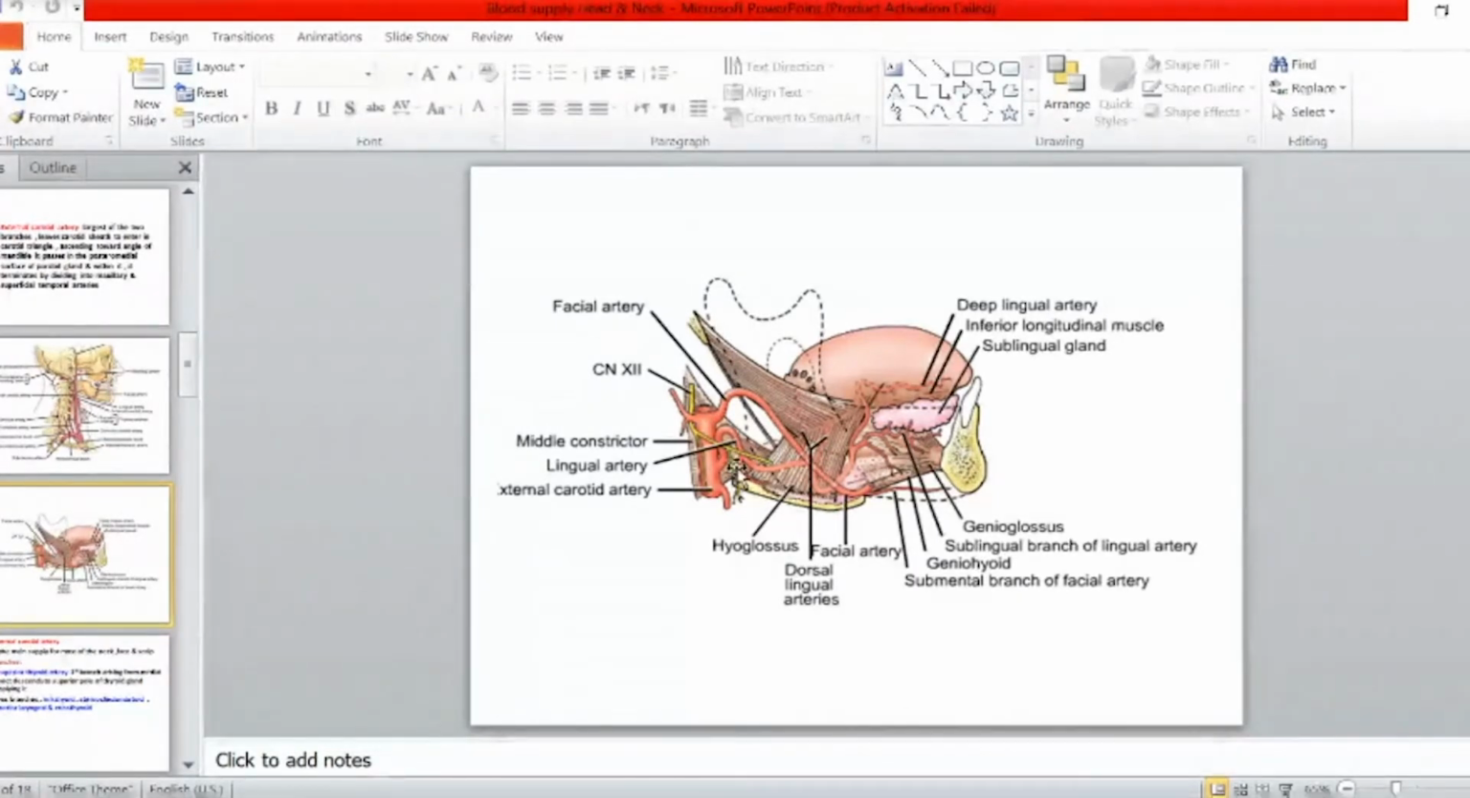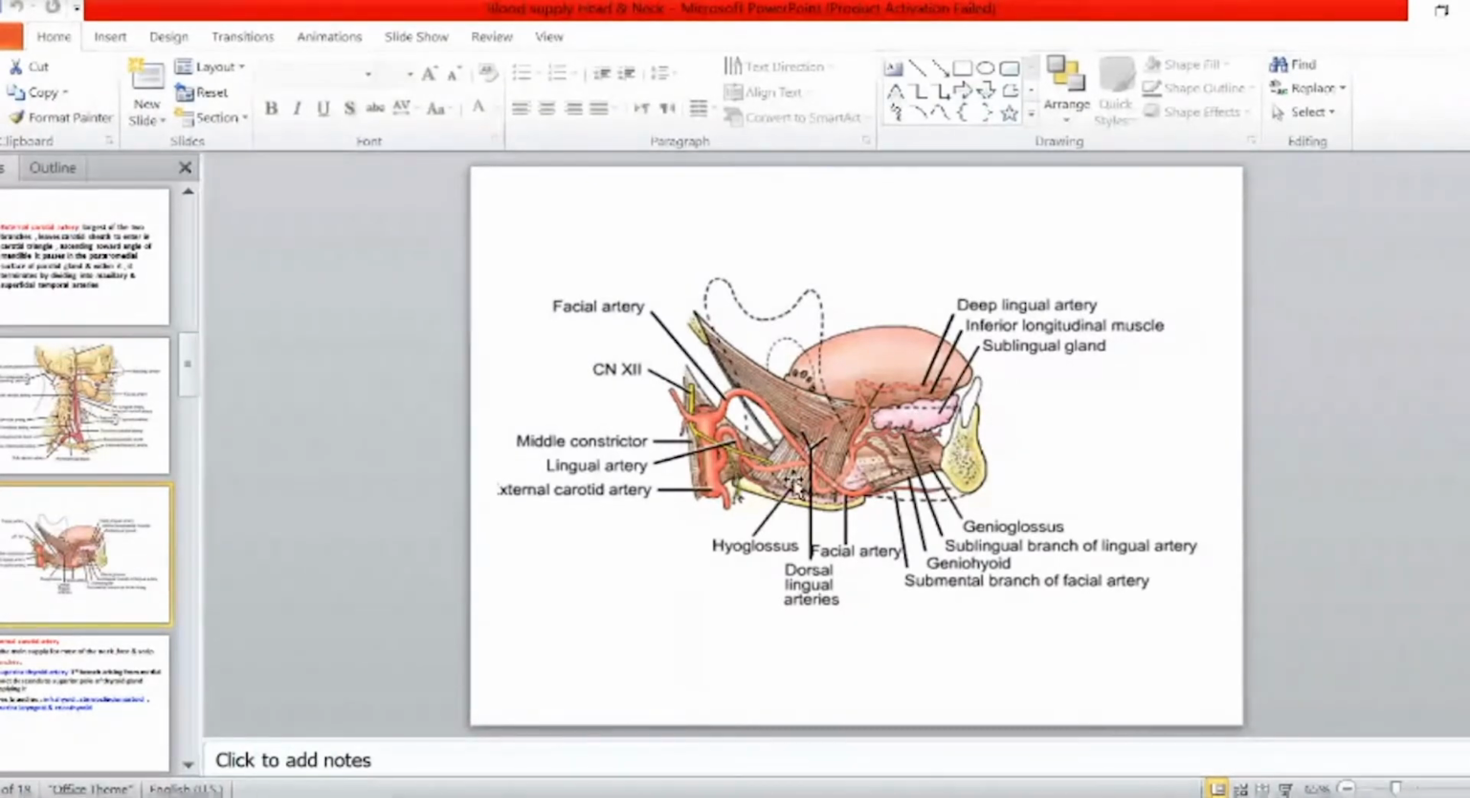You see the artery pass deep to it. The hyoglossus is this one, and then the artery passes deep to it. The artery passes deep to the hyoglossus, and then emerges from the anterior border of the hyoglossus, ascending along its anterior border to the inferior surface of the tongue, for the supply of the tongue.